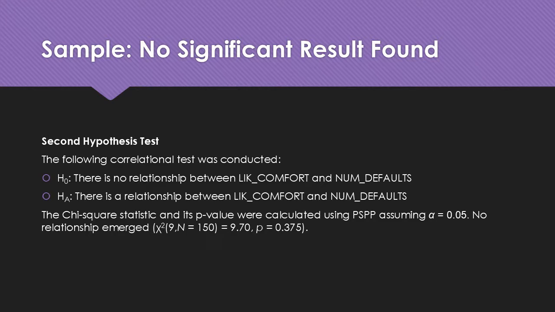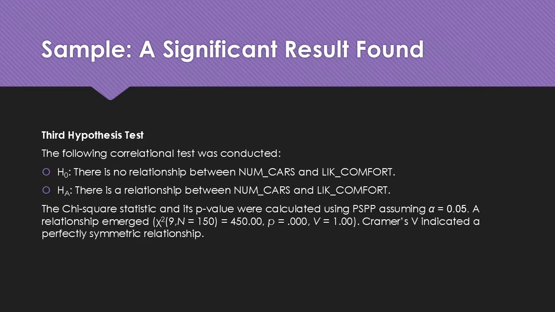Our data states that our degrees of freedom is 9, our n is 150, the chi-square is 9.7, and p equals 0.375. Again, just like the first hypothesis test, because p-value is 0.375 and greater than 0.05, this indicates we have weak evidence from the sample that the null hypothesis can be rejected. Therefore, we will say that there is no relationship between like comfort and num defaults.